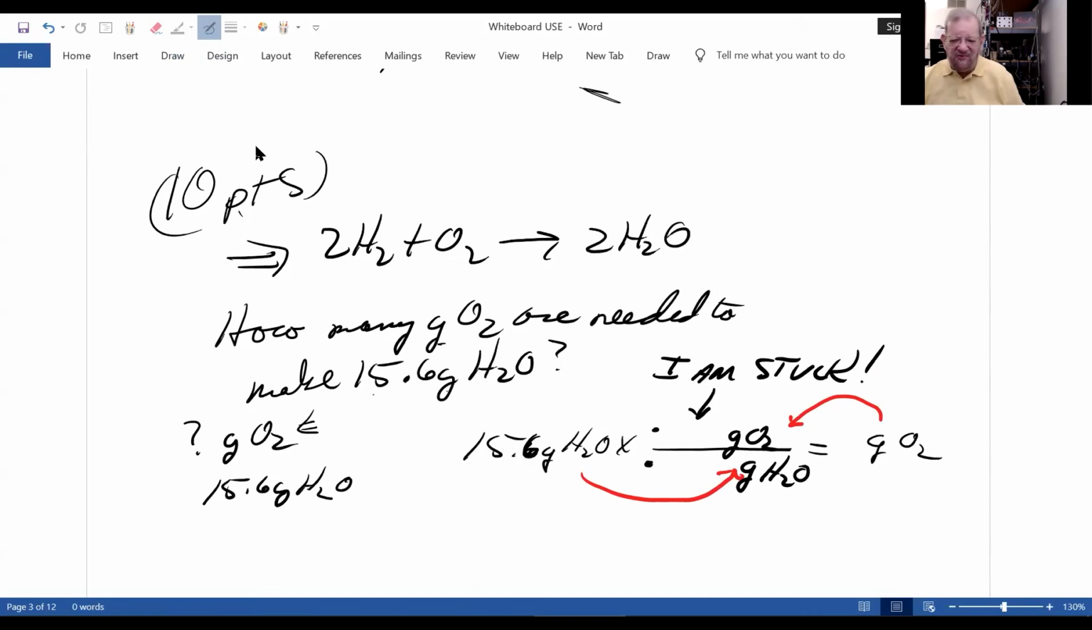And the answer is I'm stuck. There's no way to find these numbers. There's no relationship, even from here, of grams of oxygen to grams of water. It does not exist. I'm stuck. What do I do? Oh no.